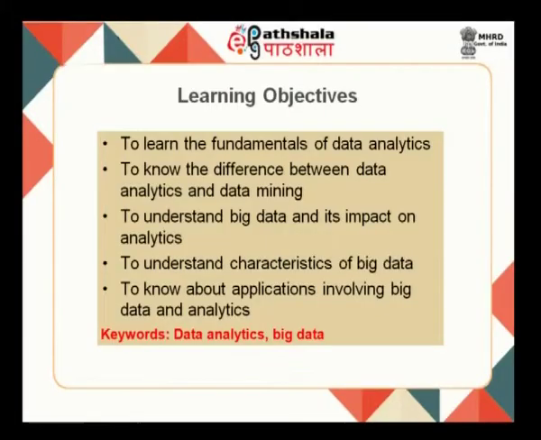This particular topic is about data analytics. In today's session, we will be learning the following things. First, we will be understanding the fundamentals of data analytics, followed by the difference between data analytics and data mining. Then, we will be learning the basics behind big data and its impact on analytics. Later, we will be understanding the characteristics of big data and know about the applications of big data and analytics.